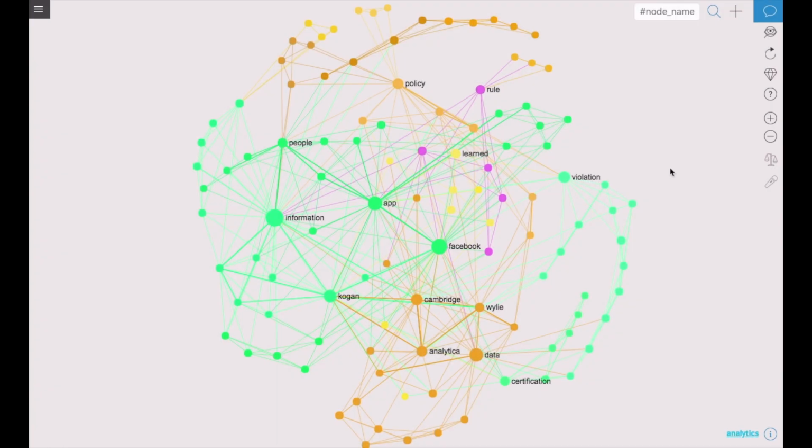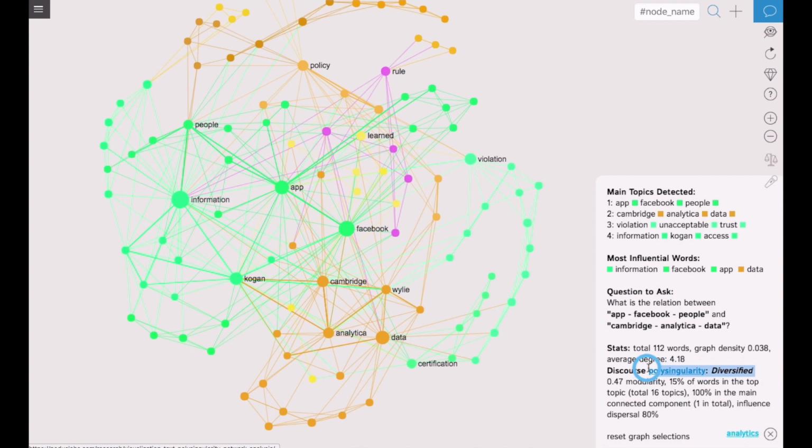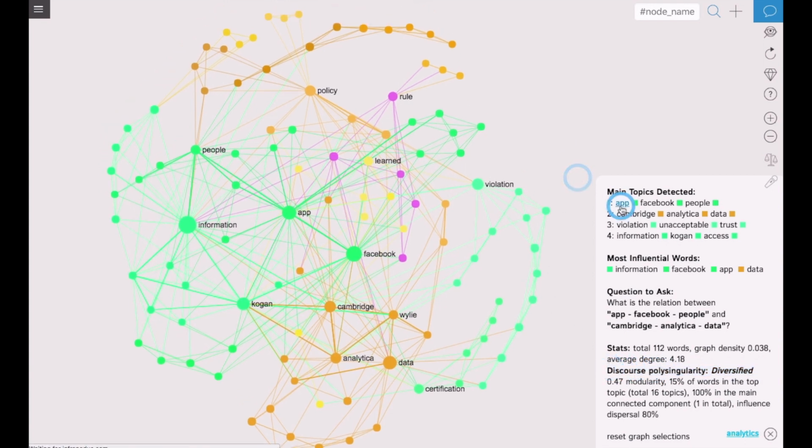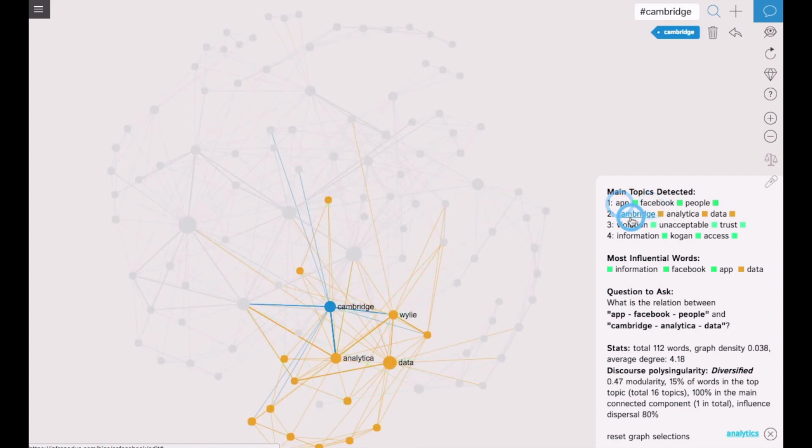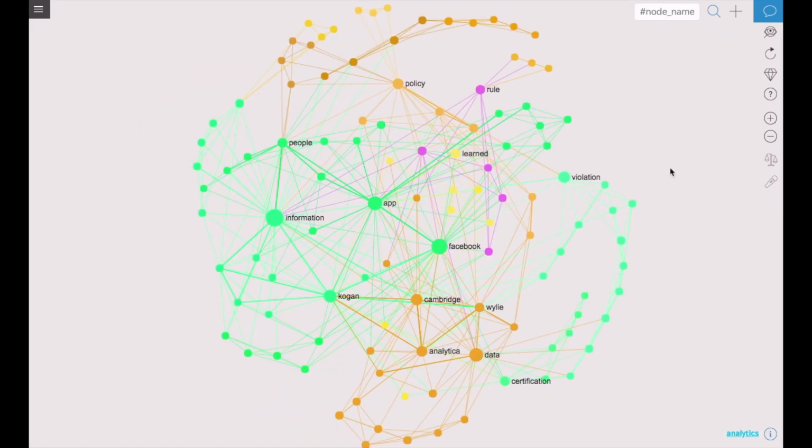Text network analysis can be used to identify the structure of discourse in order to see how biased it is or how many different points of view it represents. I'm going to show you how it works using the example of the Cambridge Analytica article.